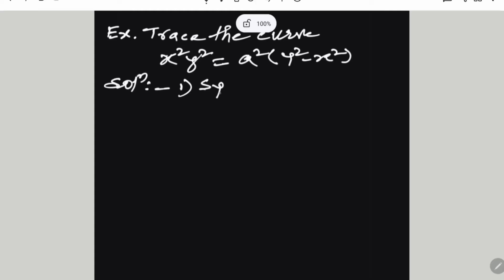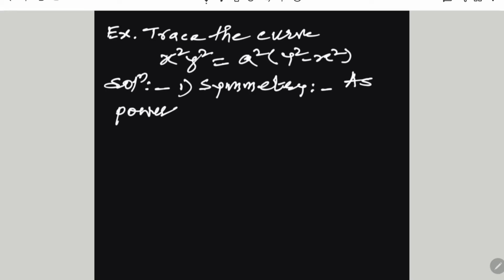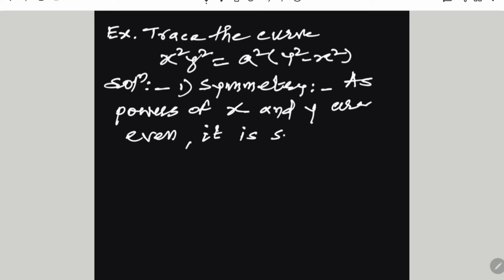First point, symmetry. As powers of x and y are even, the curve is symmetrical about x and y axis, both the axes.